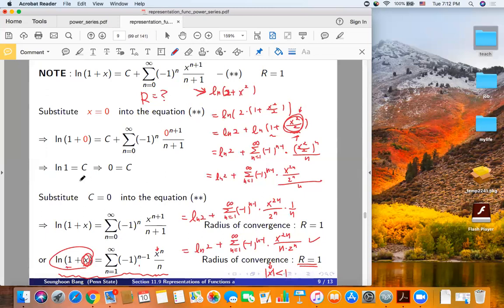You can calculate here. Absolute value of x squared over 2 is less than 1. You multiply both sides by 2. Absolute value of x squared is less than 2. You can take a square root. Absolute value of x is less than square root of 2. The answer is square root of 2. This is the whole idea for finding the radius of convergence. This is one application of the ln function in power series form.